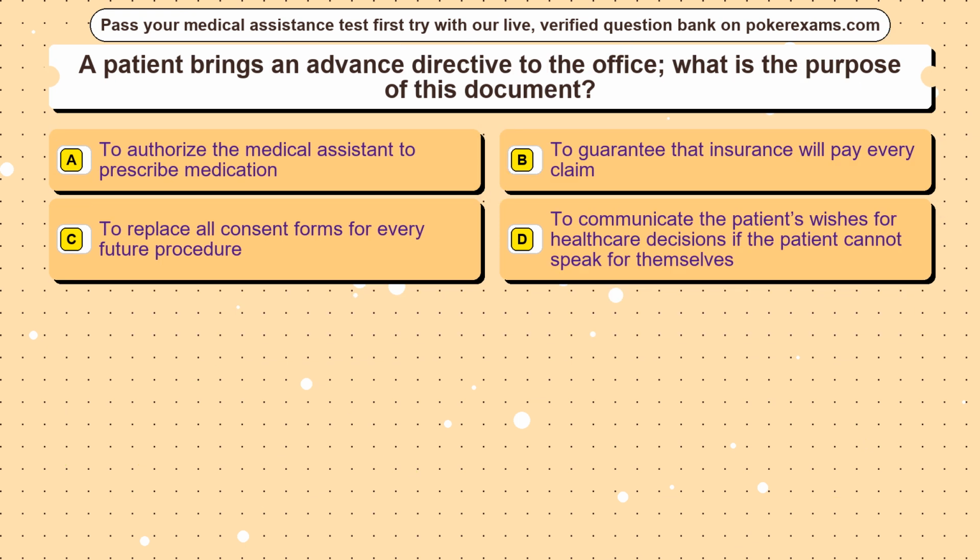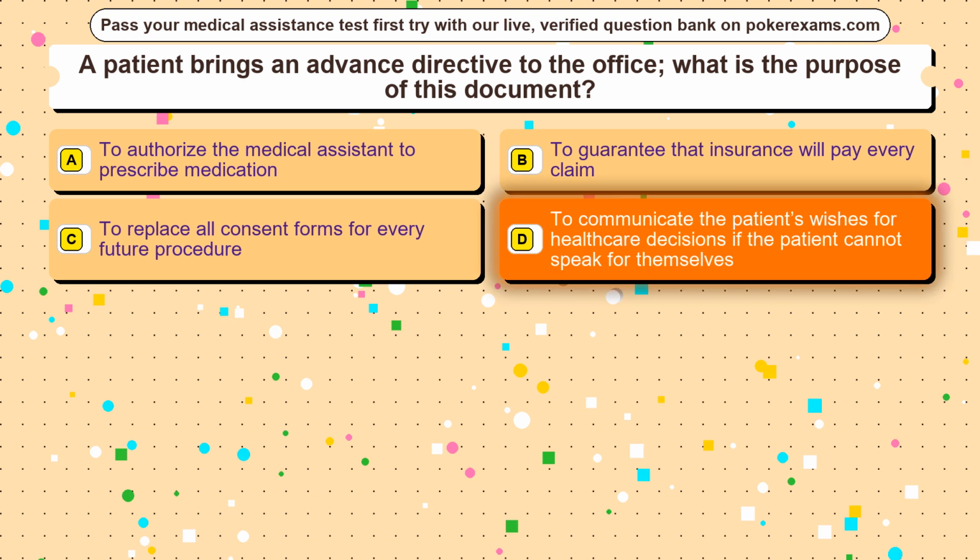Question 48. A patient brings an advance directive to the office. What is the purpose of this document? Option A. To authorize the medical assistant to prescribe medication. Option B. To guarantee that insurance will pay every claim. Option C. To replace all consent forms for every future procedure. Option D. To communicate the patient's wishes for healthcare decisions if the patient cannot speak for themselves.